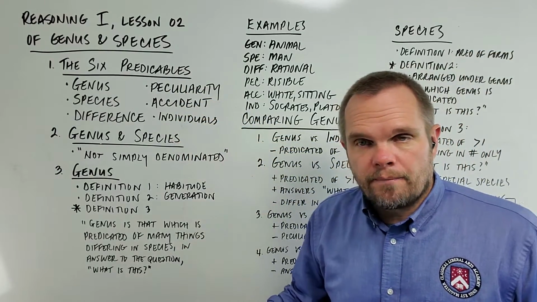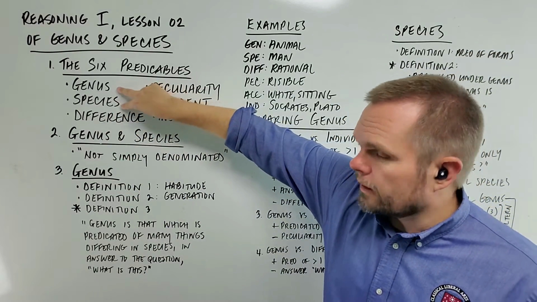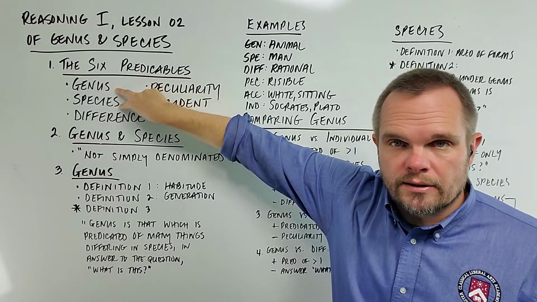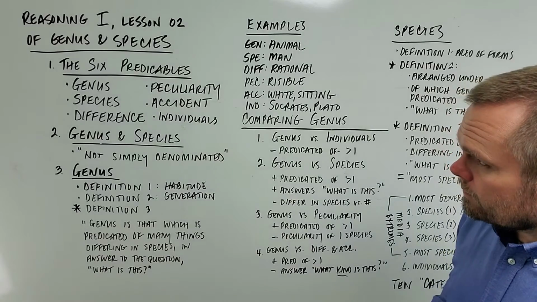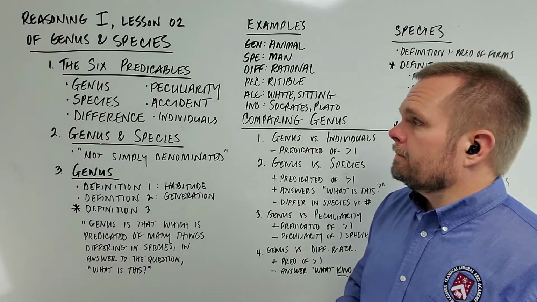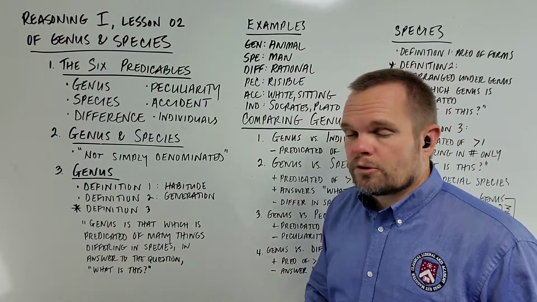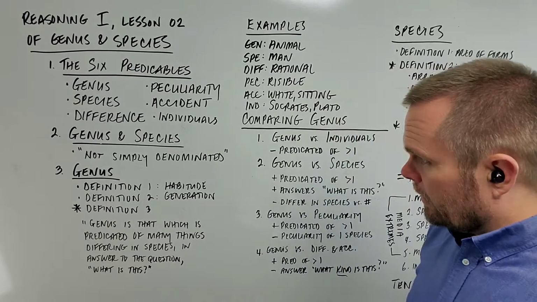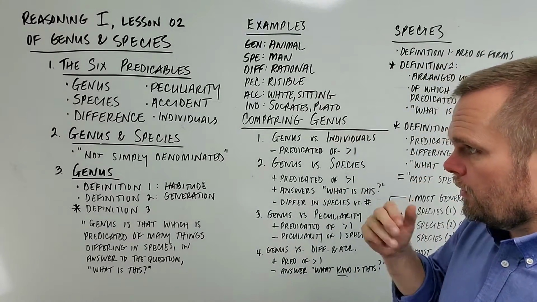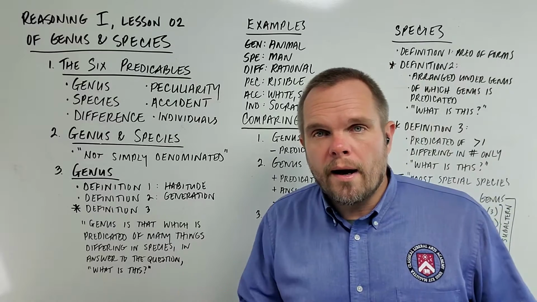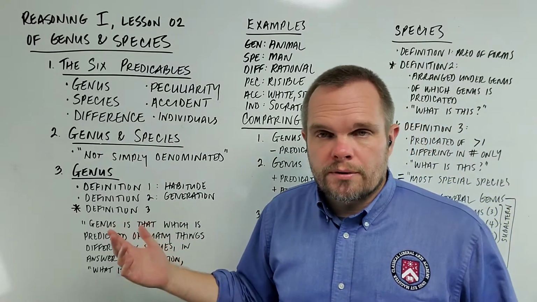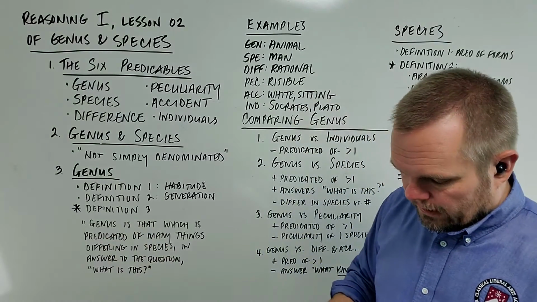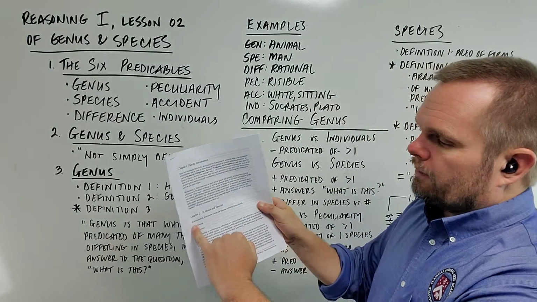In this lesson, we're going to learn the meaning of the terms genus and species. Okay? So that's the topic of Chapter 2 in Porphyry's Introduction. Now, the first question we have to ask is, why is there confusion about these terms? And the answer is given right at the beginning of Chapter 2 in your lesson.